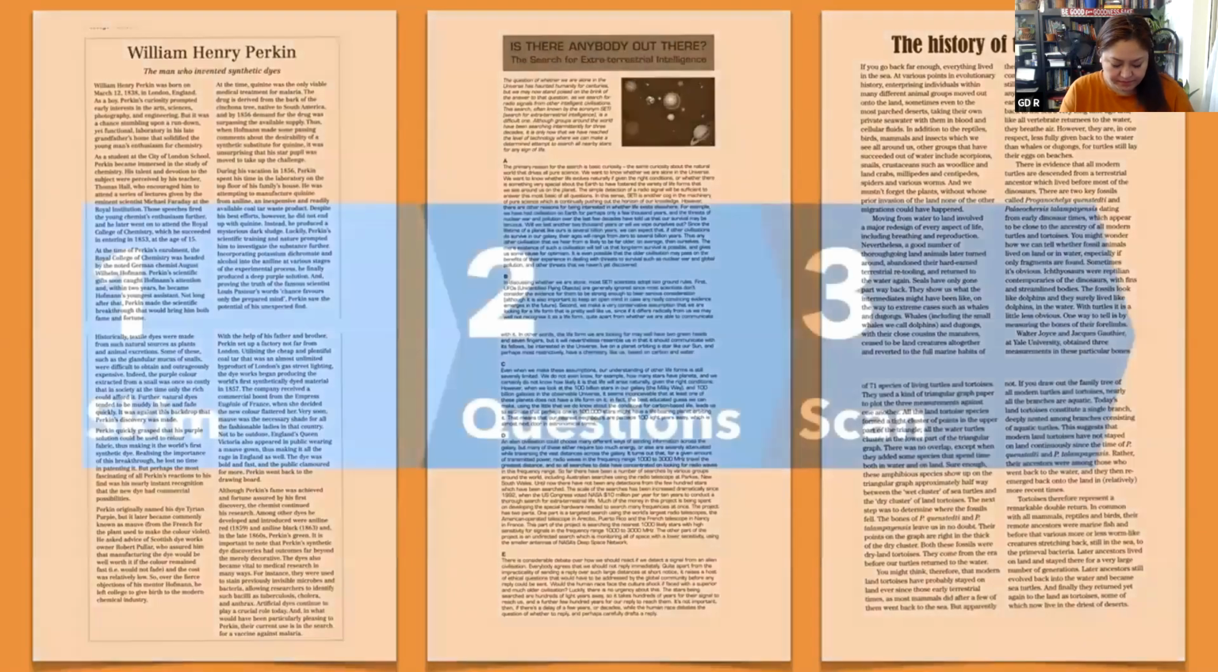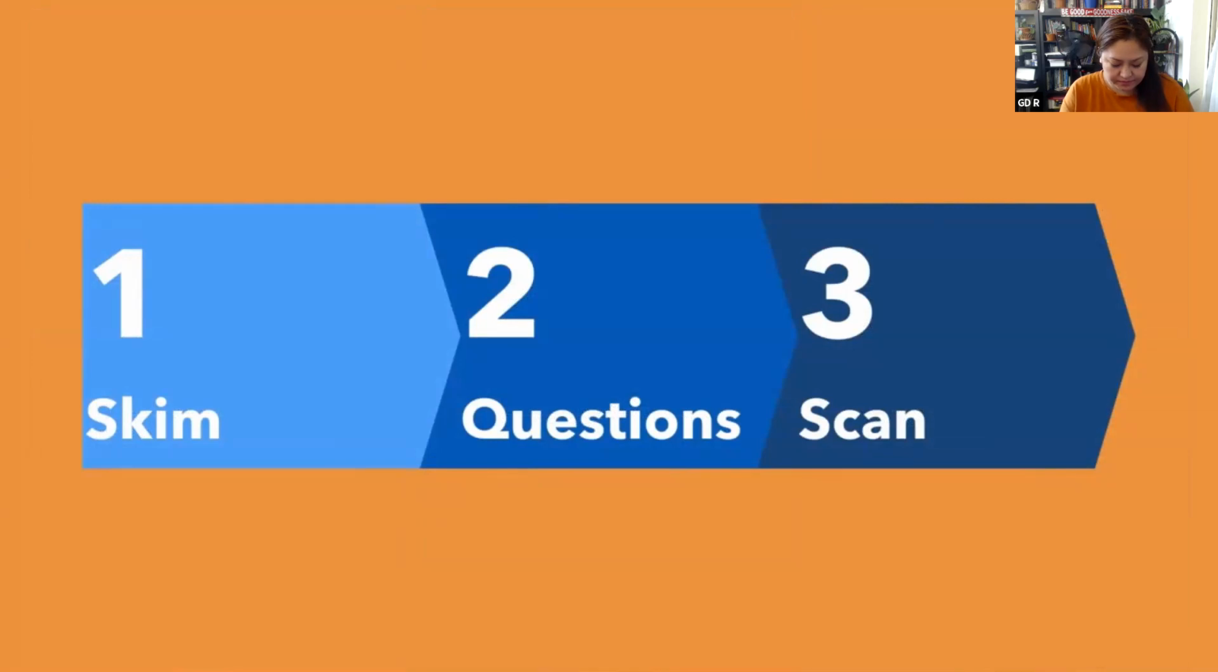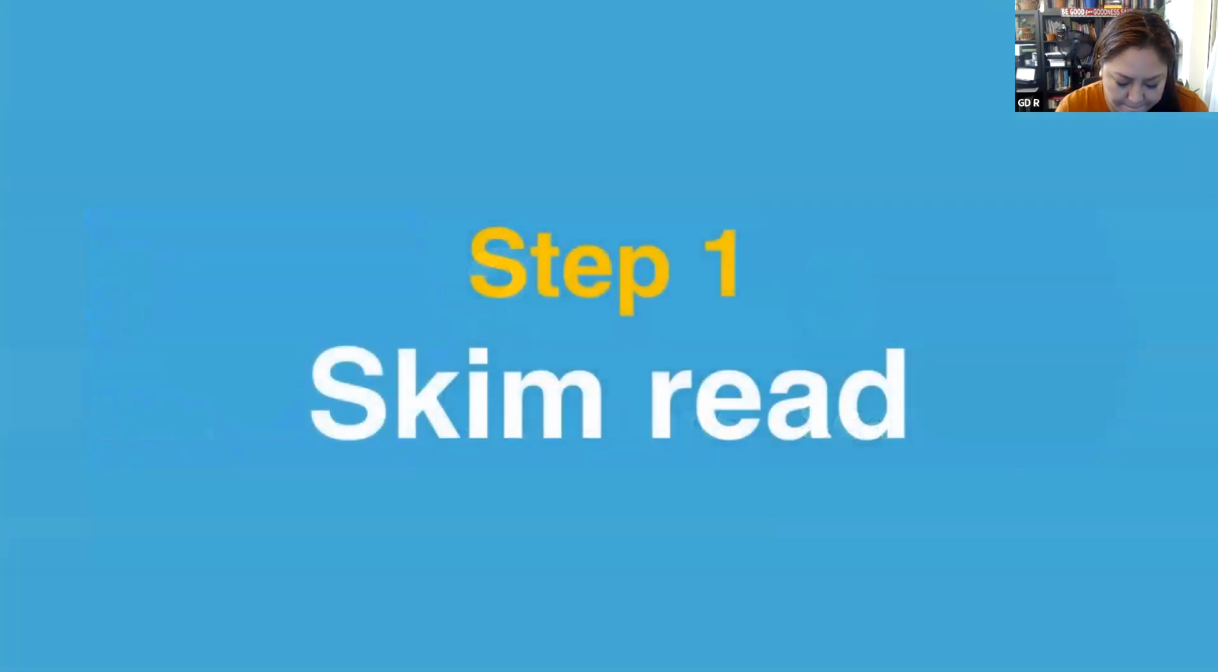What I'm going to give you is this 3-step technique. Step 1, you skim read the text. Step 2, you look at the questions. And step 3, you scan the text for the answers. So basically, you're not going to read the text as you normally would. You're first going to skim read, then you're going to look at the questions, and then you're going to scan the text for the answers.